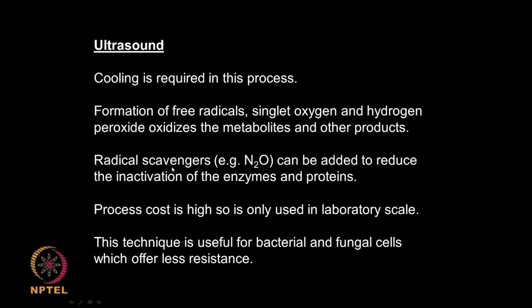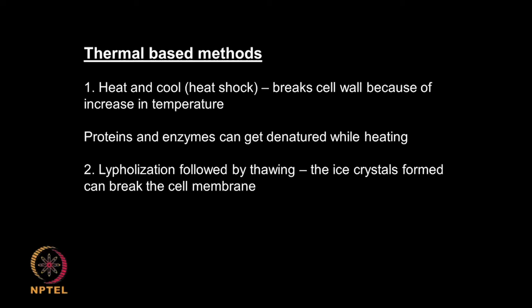So, you need to use radical scavengers, because it produces radicals which may be harmful for certain enzymes and proteins. Then thermal method, where you are heating, that is called the heat shock method. You heat and cool and heat and cool. So, during that process cell walls break, but the problem is proteins and enzymes can get denatured.